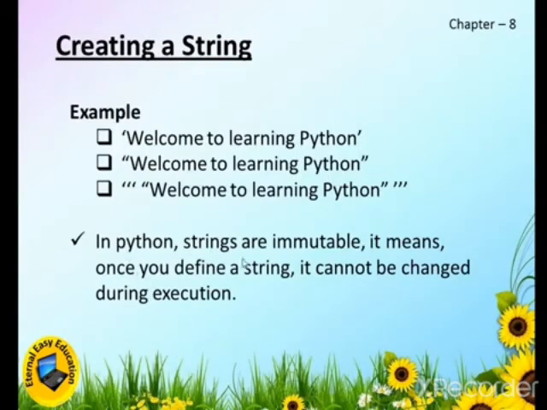Now, in Python, strings are immutable. It means once you define a string, it cannot be changed during execution. They are saying that it remains constant. That means constant in the sense the statement or the line cannot be changed.